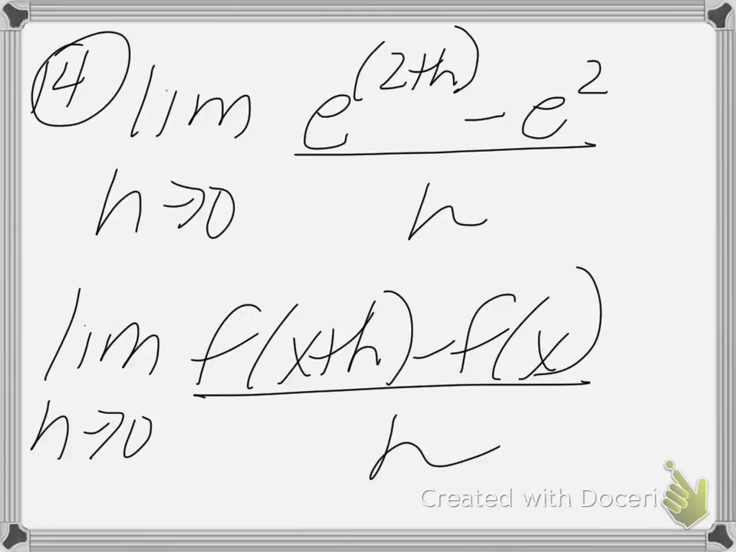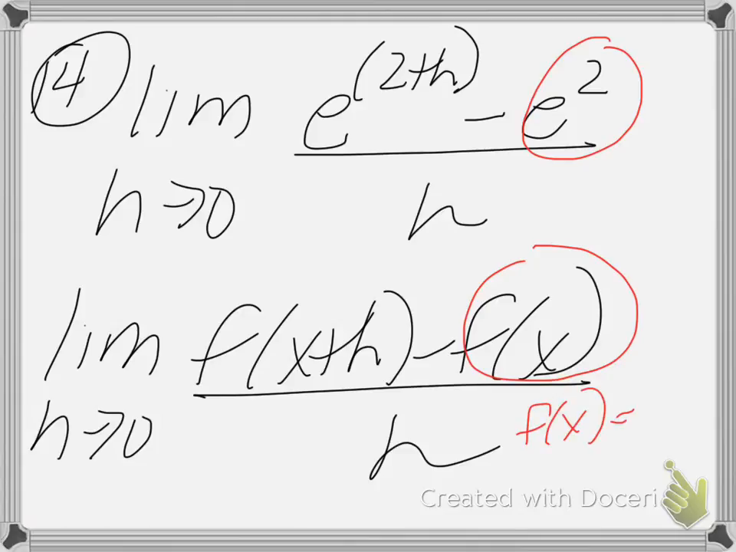Okay, because it's the limit as h goes to 0, there's h in a denominator, and it's something minus something. So now you have to figure out what the something is. So if you compare f of x and e squared, that would hopefully give you a hint that your f of x is actually e to the x. It can't be e squared because the derivative of e squared would be 0 because e squared is a constant. But if you make it e to the x, then the derivative would be e to the x and you're good. And of course this is where x equals 2.